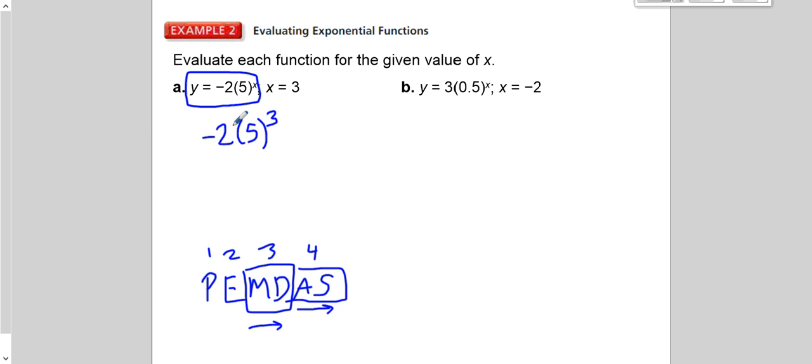So nothing to do inside the parentheses. So then we go to exponents. 5 cubed is 5 times 5 times 5. 5 times 5 is 25. Times another 5 is 125. Now that we've done the exponent, now we can multiply and we get negative 250.